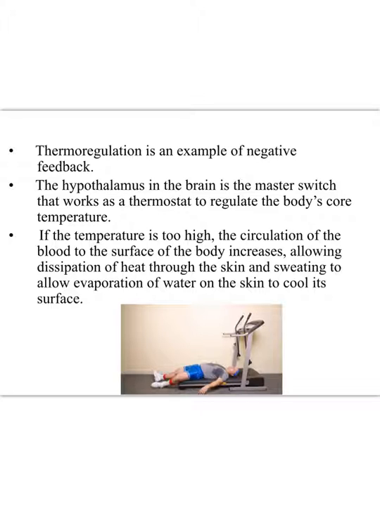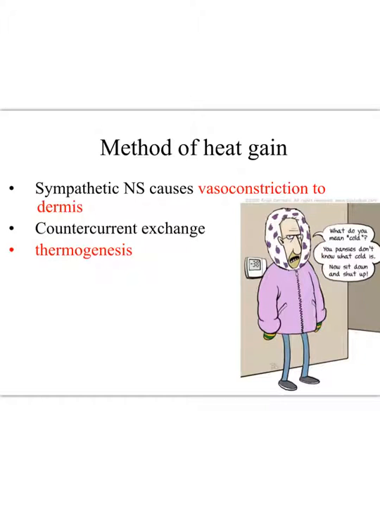On the flip side of that, if you're too cold, then you're going to vasoconstrict near the skin. And that's why if you're really, really cold, your fingertips and your lips might look a little bluish. So when you're really cold, you're going to vasoconstrict under the skin. And then if you're cold enough, you're going to actually generate your own heat. And this is referred to as thermogenesis.